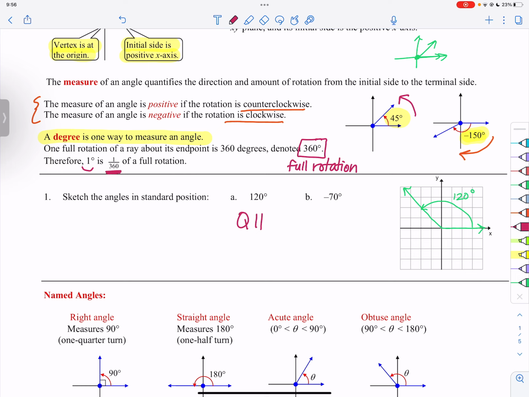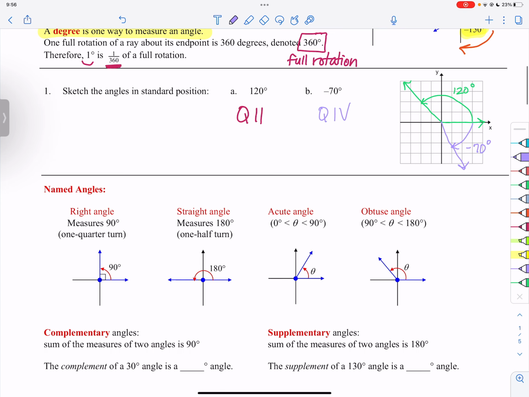Now we have negative 70 degrees, so we will be rotating clockwise. Again, this is 90 degrees, so we're not going to go quite to 90. So we'll go just before 90, maybe about right there, and then we will write negative 70 degrees. And what do you notice? We are in quadrant 4.